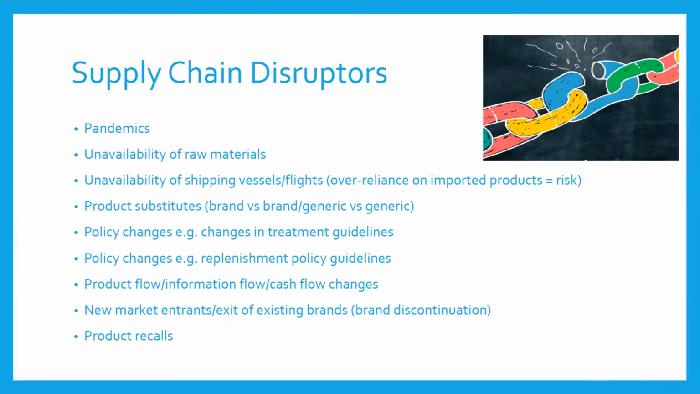The other supply chain disruptor is product substitutes. And this is brand versus brand or generic versus generic. Giving an example of paracetamol, I give you a different type of paracetamol versus the paracetamol that the doctor prescribed. Then changes in treatment guidelines will interrupt the supply chain, if we have moved to a different treatment guideline, let's say diuretics are no longer the first choice or the drug of choice, and a different class of antihypertensives has been put as the drug of choice.